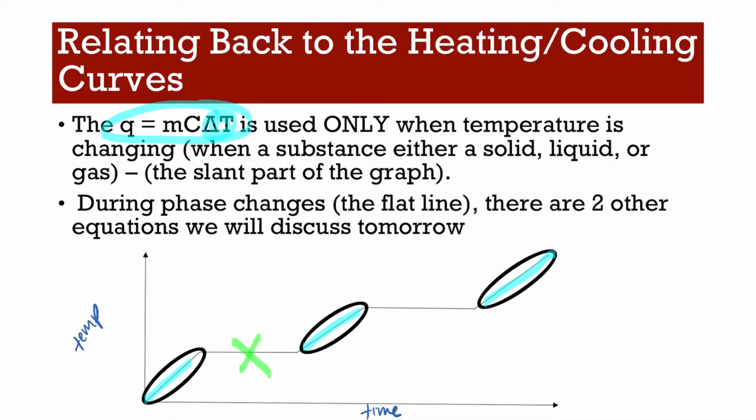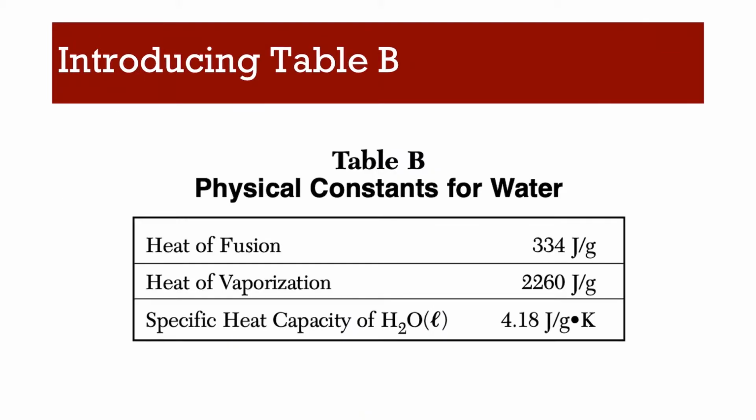So if you try to do it on those flat sections, your temperature is not changing, and so your delta T would be 0, and then if you plugged 0 into your equation, it wouldn't make any sense because you'd have an answer of 0. So it only works on those slanted lines, which is when your object is being heated or cooled, if this was a cooling curve, when it's all solid or all liquid or all gas. We'll talk about what happens on the other two lines later.